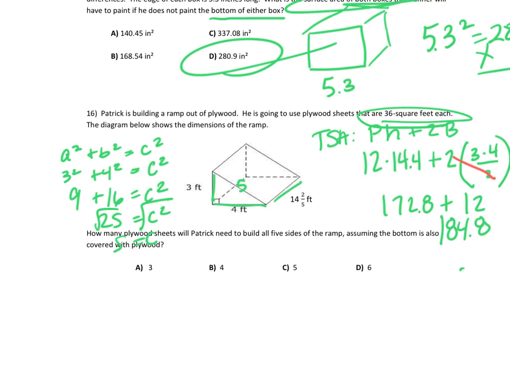Wait, I thought there were 36 square feet each. Yeah, so I divided 184.8 by 36, and I got 5.13. Yeah, but because this is feet squared. Okay, so hold on. I'm going to need that extra sheet of plywood. Why? Because that's not enough to cover the excess. So we got to round up.